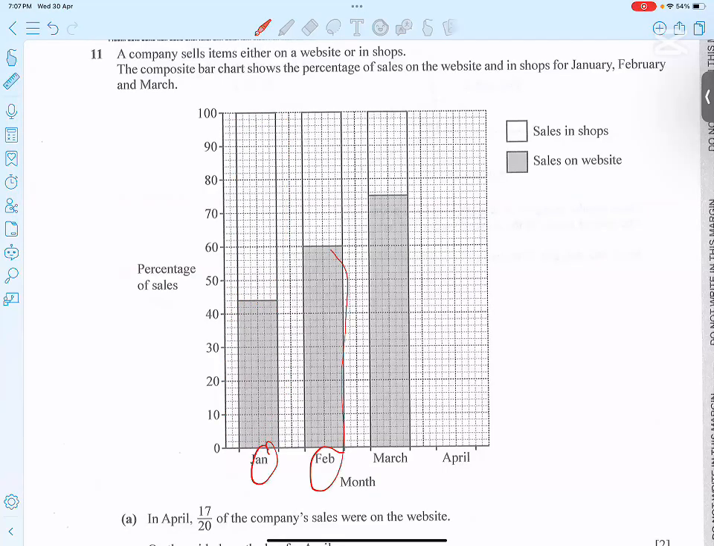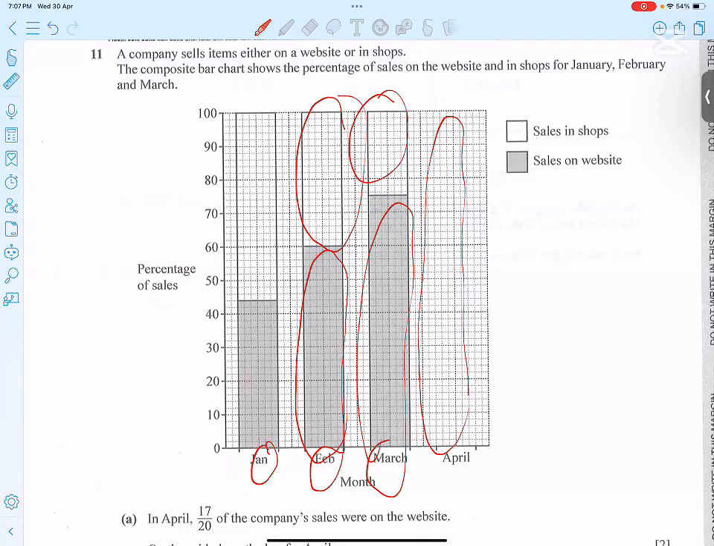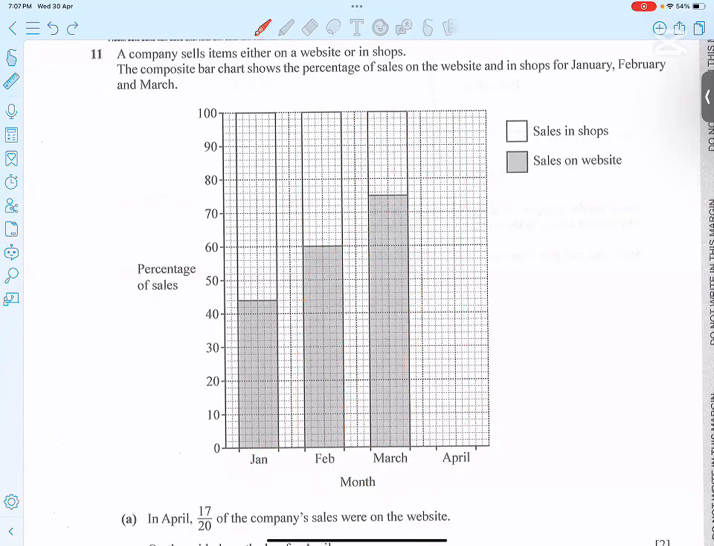So this is the month of January. February, this is the website, and this is the sale in the shop. March, this is the website, and this is the shop. And now we have to make a graph for April. I hope the definition and the concept are very clear for this one.